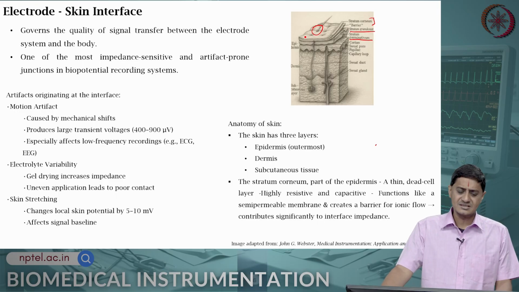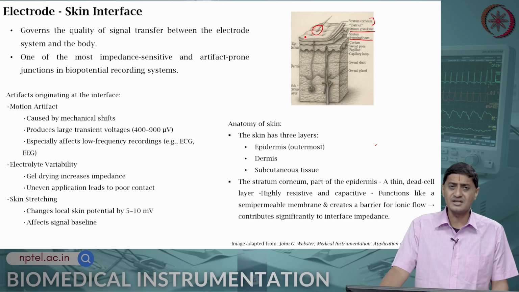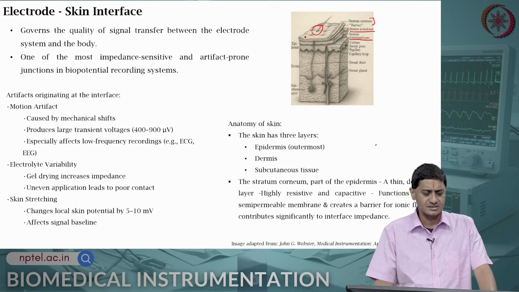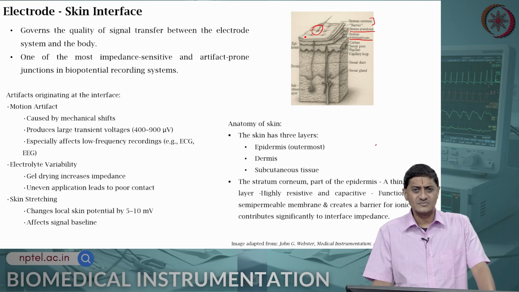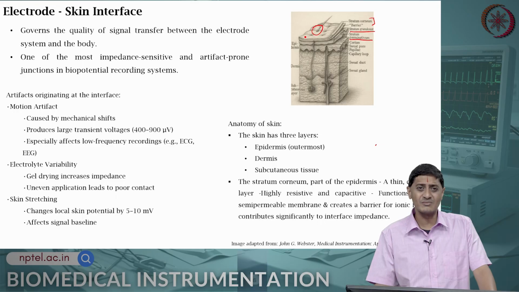So, to a great extent, the electrode skin interface determines or governs how good your recorded signal will be, the quality of your recorded signal, or the signal to noise ratio of your recorded signal between the electrode system and the body. It turns out that this is a highly sensitive, impedance sensitive and artifact prone junction, because the geometry matters and the exact amount of hair and the amount of stratum corneum, all these things matter.